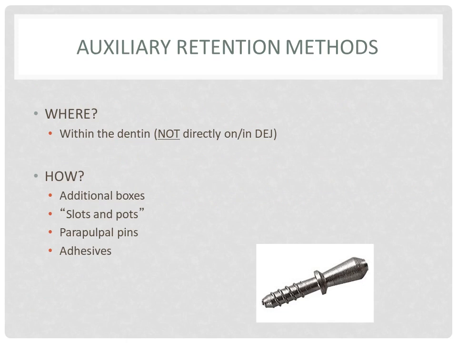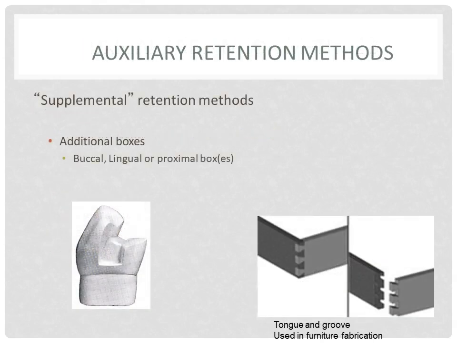Methods of retention can be an additional box like a proximal box, a slot or a pot, parapulpal pins, or adhesives. The slots, pots and pins are placed within the dentin. They are not placed directly on the DEJ. With more adhesive restorations being placed, pins, slots, and pots are not used as often as in the past.